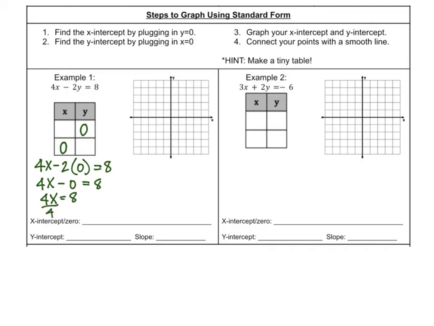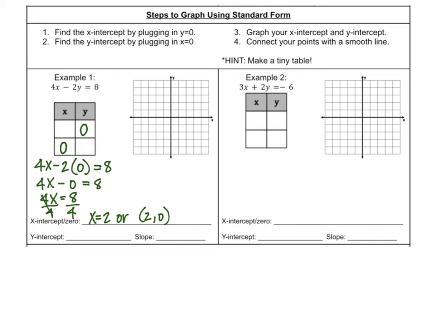Divide by 4 on both sides of my equation, and I am left with x equals 2, or the point (2, 0). Now remember, another name for x-intercept is zero. It is important to note that. If you're looking for the zero of the graph, it is where the line crosses the x-axis.